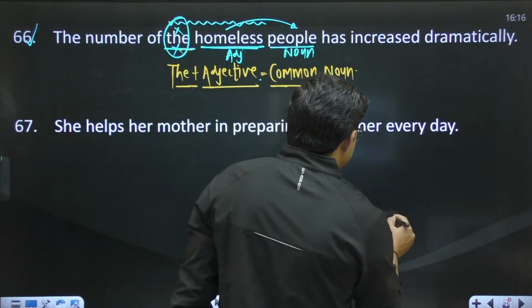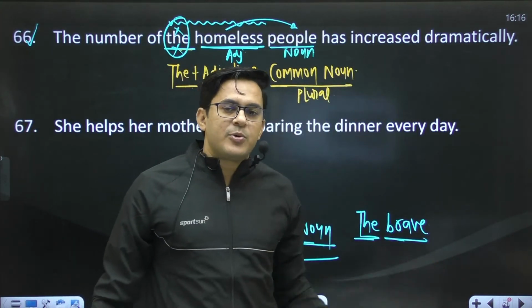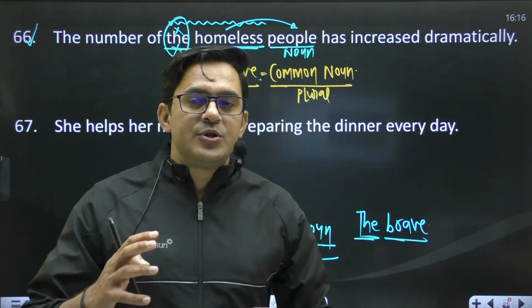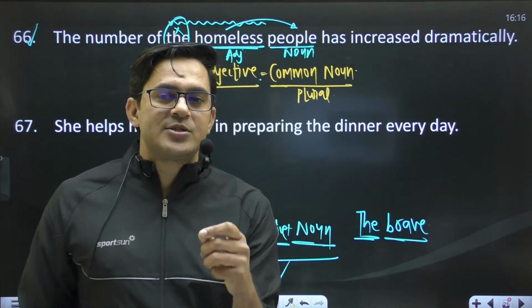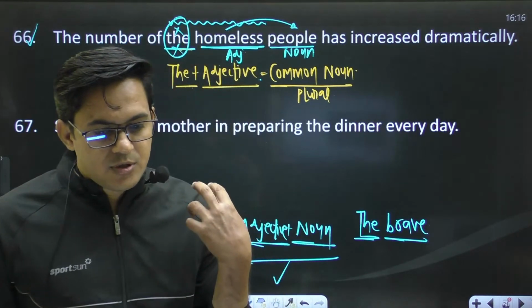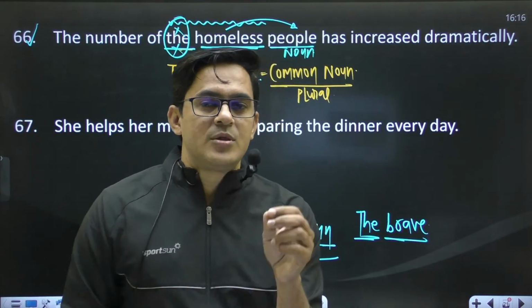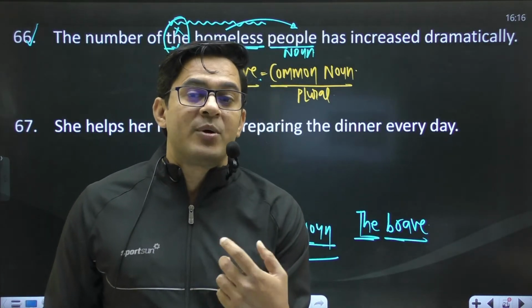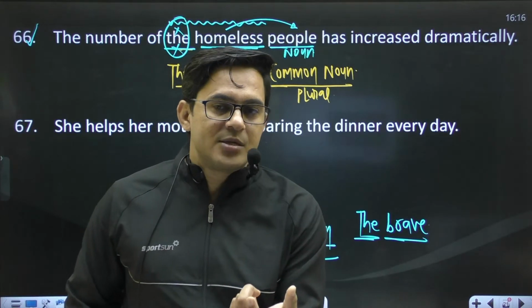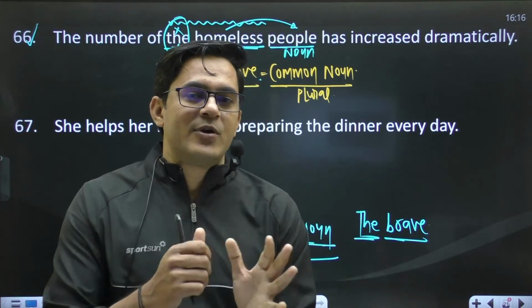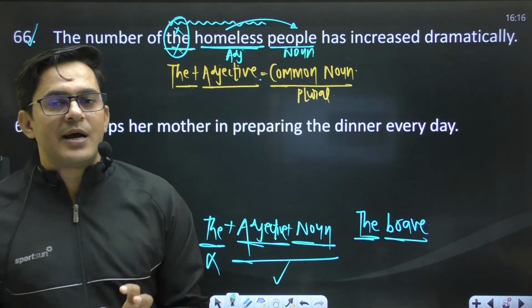For example, we speak like this, the brave. You know, this article the plus adjective denotes the brave people, the weak, the rich, the poor, the deaf, the dumb, the blind, the educated, the honest, the tall, or you can say the uneducated, right? This is the construction, the plus adjective, it makes a common noun, plural, and we don't need any noun after that. Either you write like this, or if you already have a noun, in that condition you don't need article the. So drop article the in that particular situation.